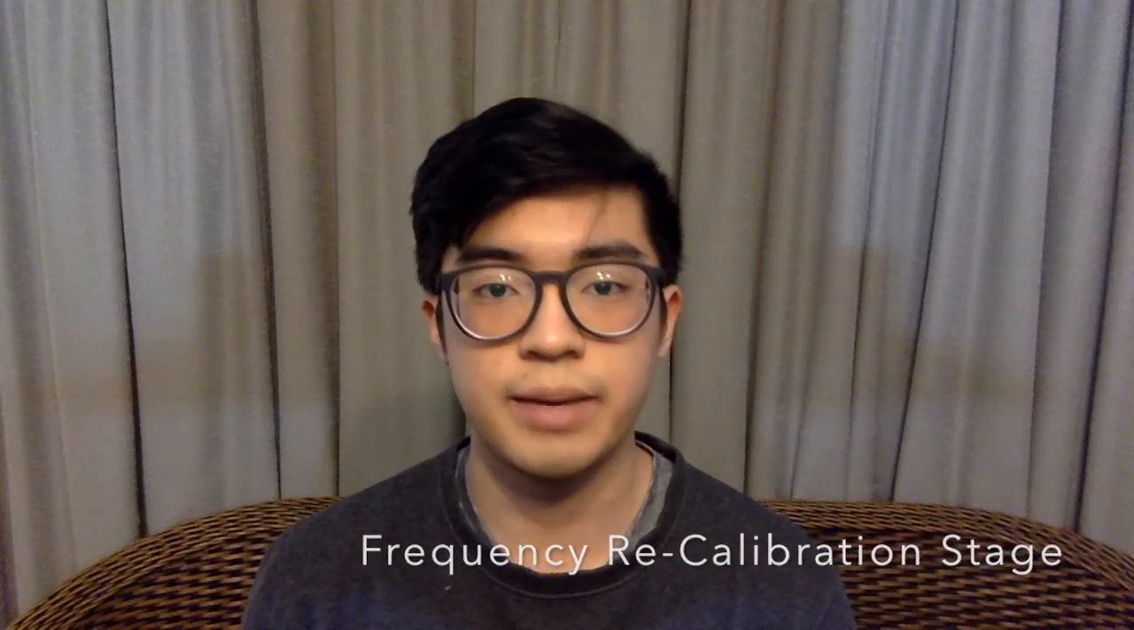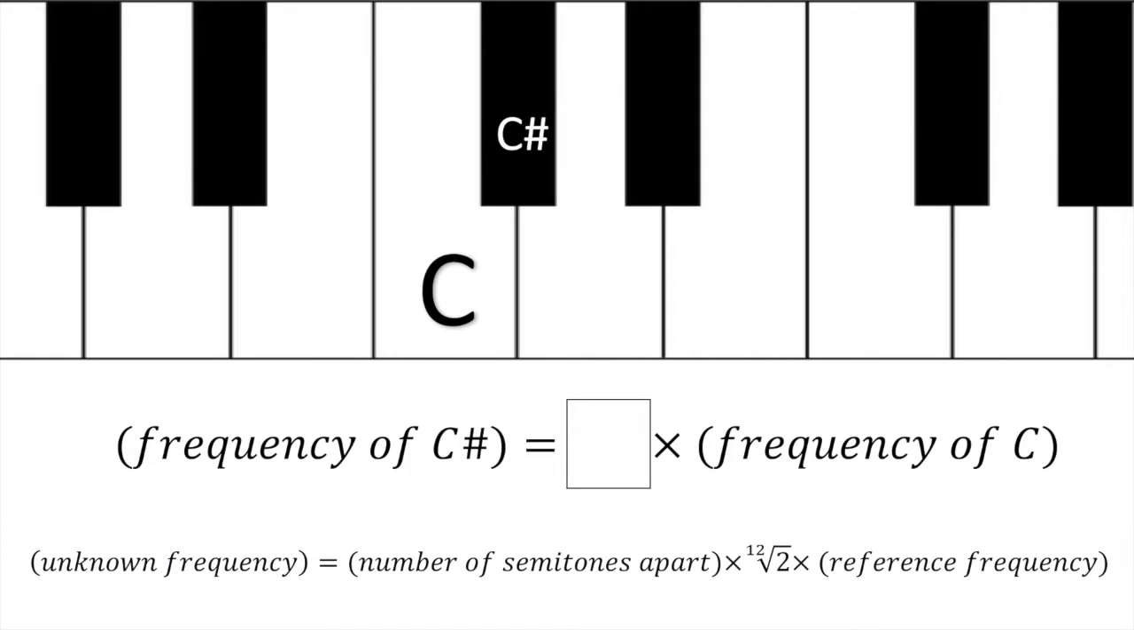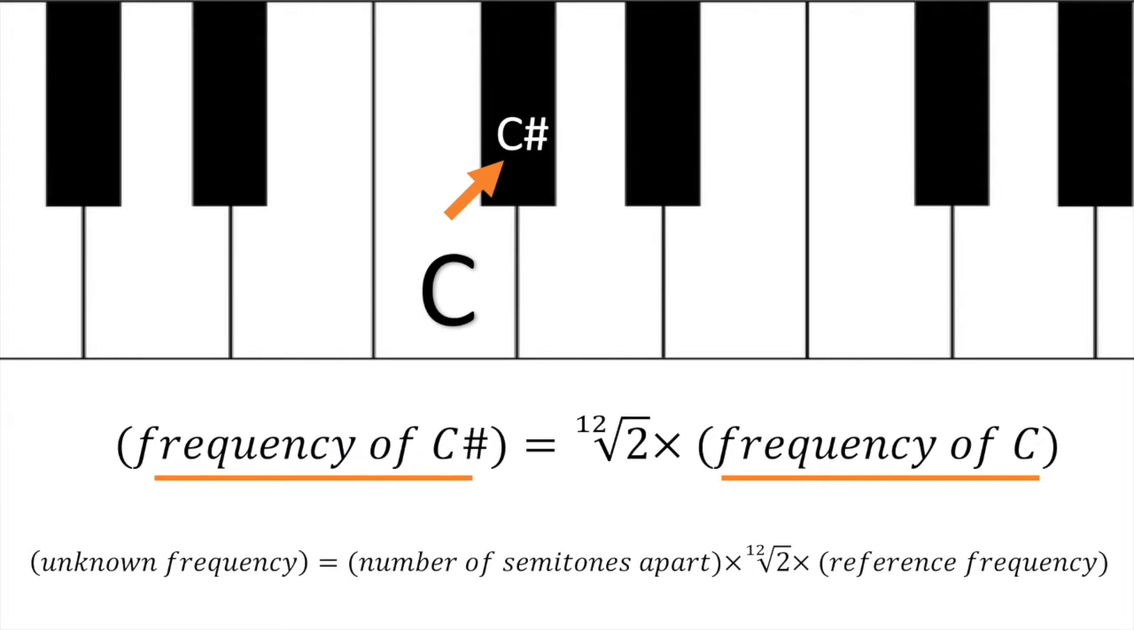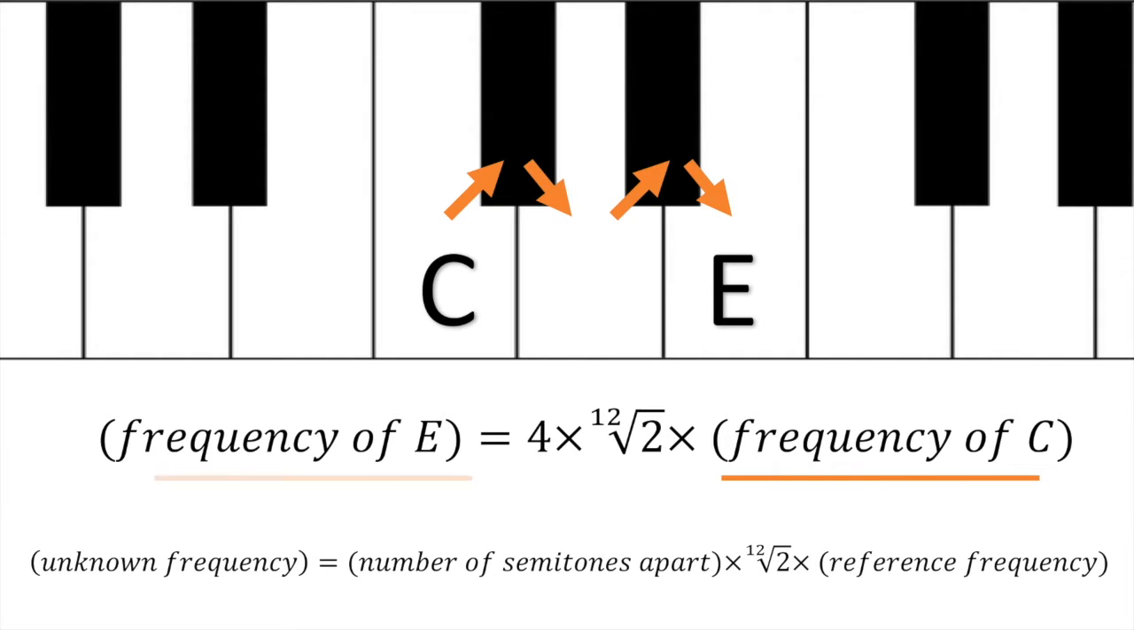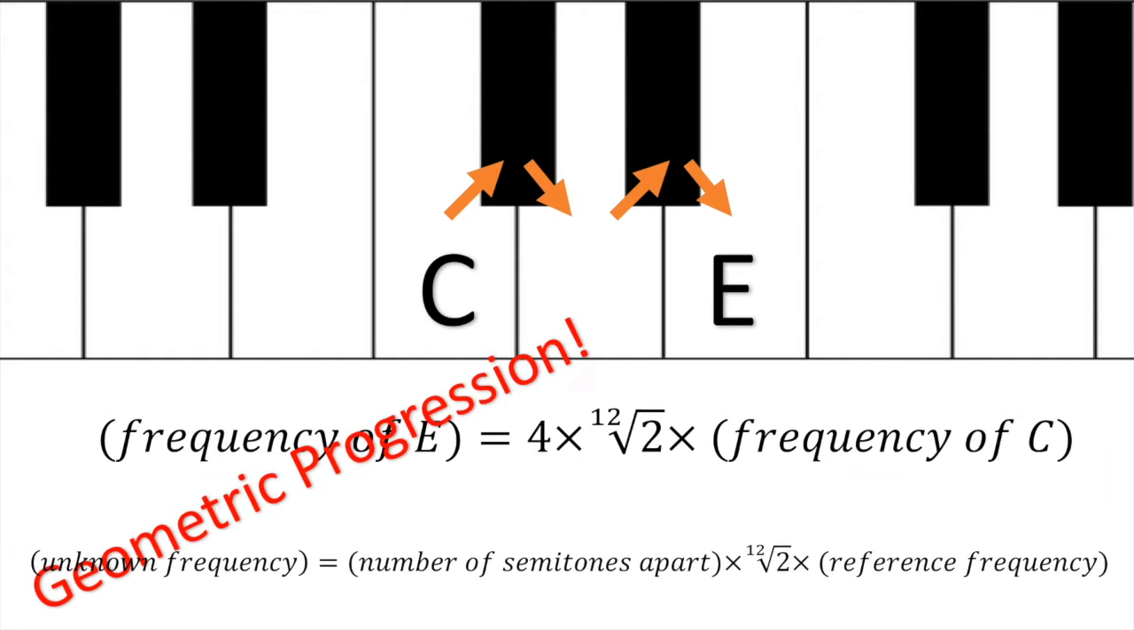So here's the idea behind the calibration algorithm. The change in frequency of successive semitones is in multiples of the 12th root of 2. This means that you have to multiply the frequency of a C note by the 12th root of 2 in order to get the frequency of a C sharp. In the same way, you have to multiply the frequency of a C note by the 12th root of 2, 4 times, in order to get the frequency of E. It is a geometric increase, not arithmetic.